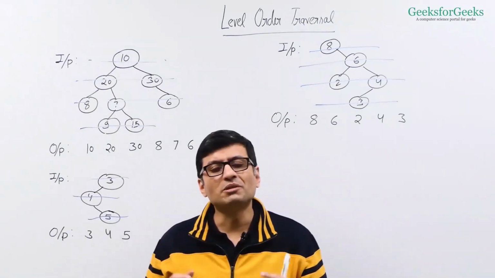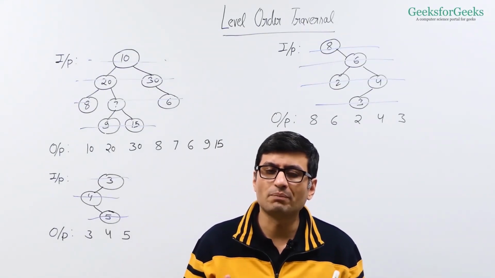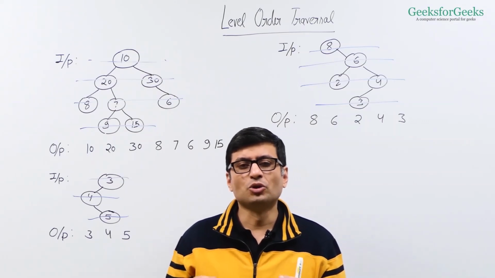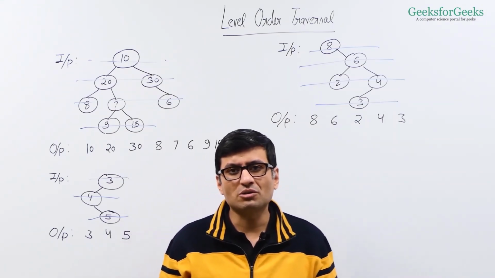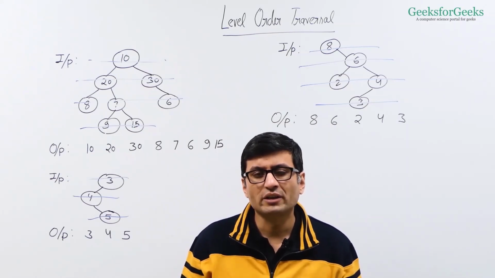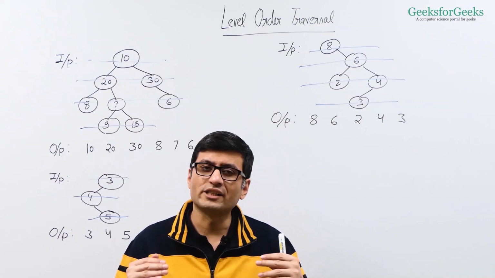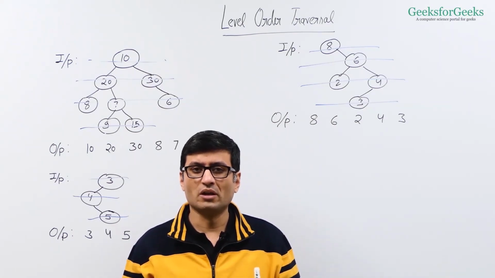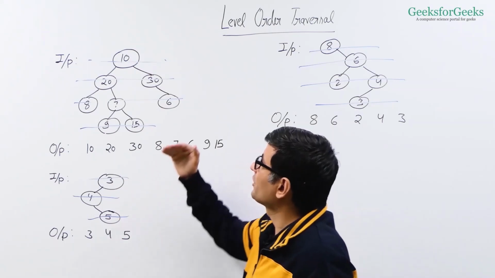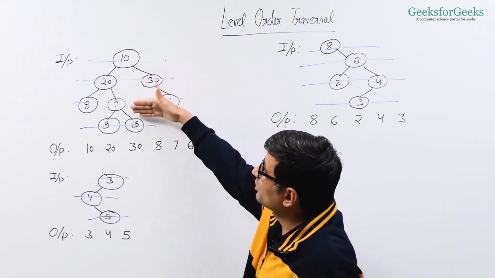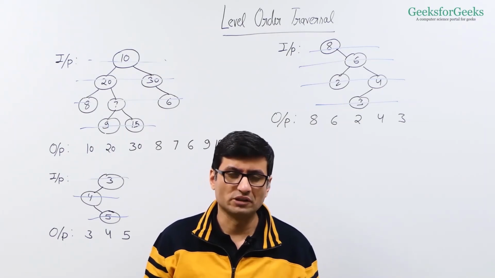One simple solution to print level order traversal of a binary tree is you use 2 functions that we have discussed in the previous videos. One function to find the height of binary tree, the other function to print nodes at distance k from the root. First you find out height of binary tree, right? For this tree you are going to get the height as 1, 2, 3, 4, right? So you know that you need to print 4 levels.